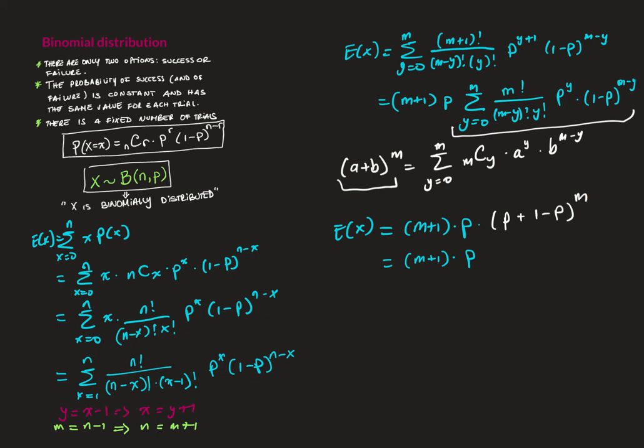Then we can substitute the value of m with n minus 1, and we get n minus 1 plus 1 times p. Therefore, the expected value for a binomial distribution is going to be n times p. This is a very important result. The expected value of a variable that is binomially distributed can be found by the product of the number of trials times the probability of success.